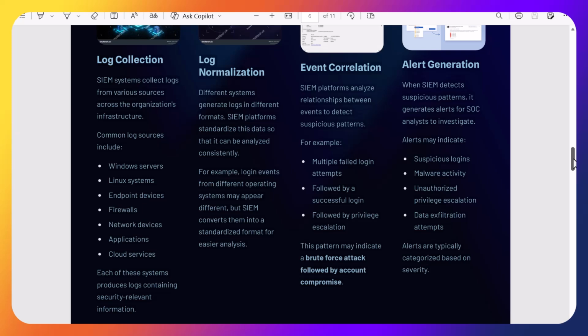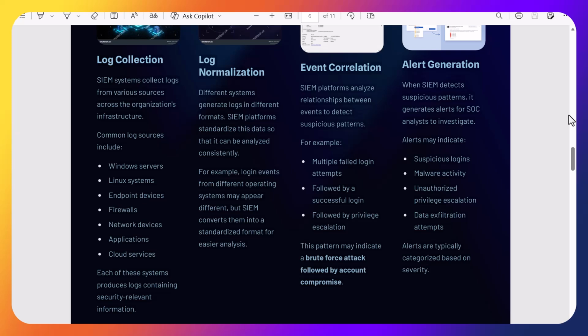The third is event correlation. Another important SIEM function is event correlation. Event correlation involves analyzing relationships between multiple events to identify suspicious patterns. For example, consider the following sequence of events: multiple failed login attempts, a successful login occurs, privilege escalation happens. Let us explain privilege escalation.